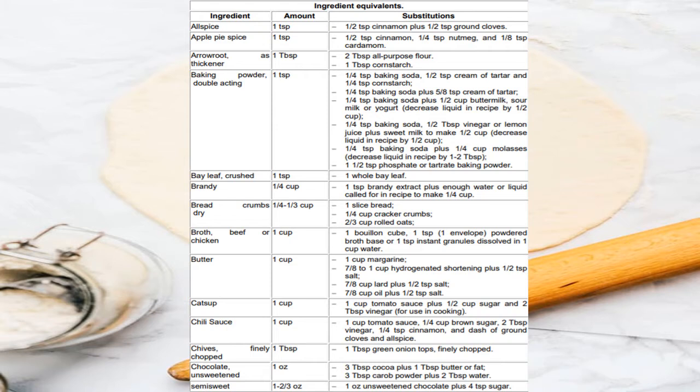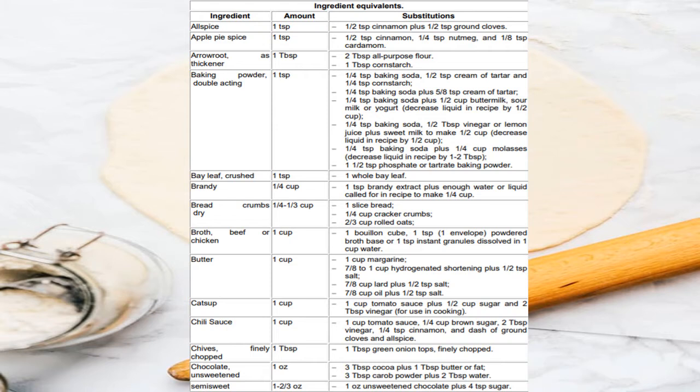For baking powder, double acting, 1 tablespoon, you can substitute 1/4 tablespoon baking soda, 1/2 tablespoon cream of tartar, and 1/4 tablespoon cornstarch. Or 1/4 tablespoon baking soda plus 5/8 tablespoon cream of tartar. Or 1/4 tablespoon baking soda plus 1/2 cup buttermilk, sour milk or yogurt. Decrease liquid in recipe by 1/2 cup.